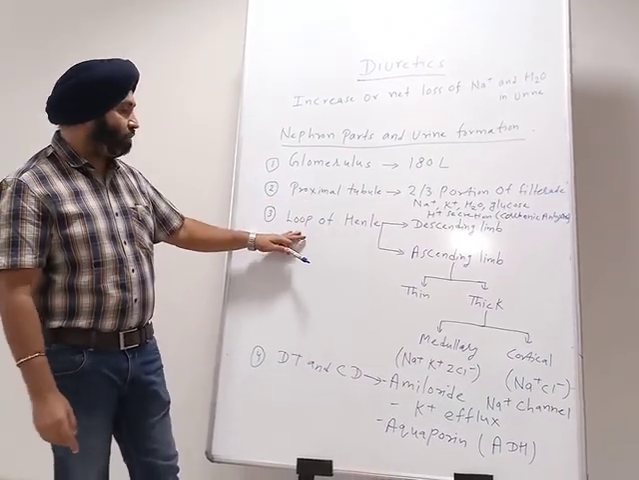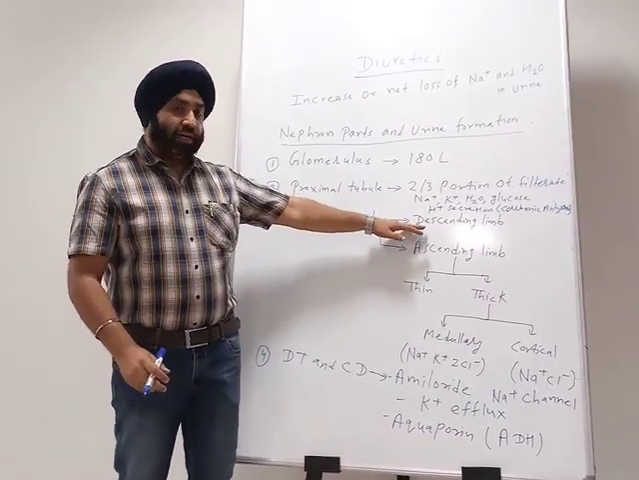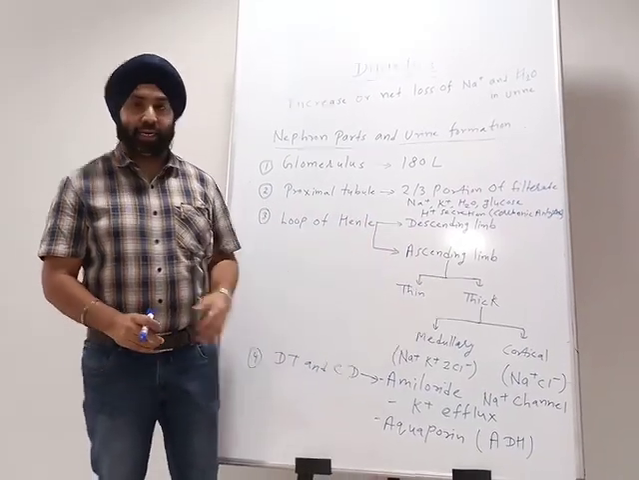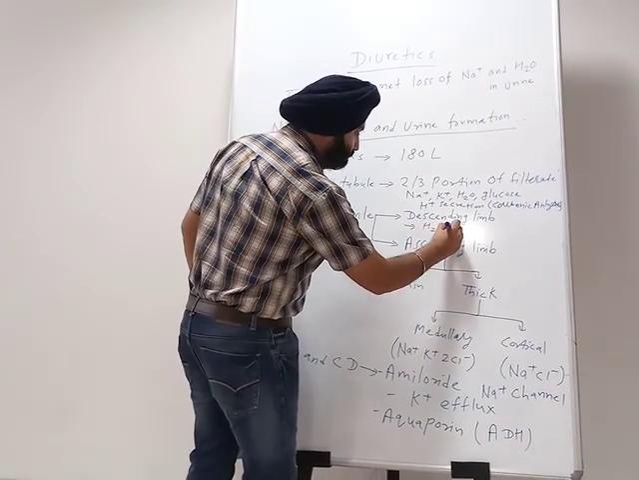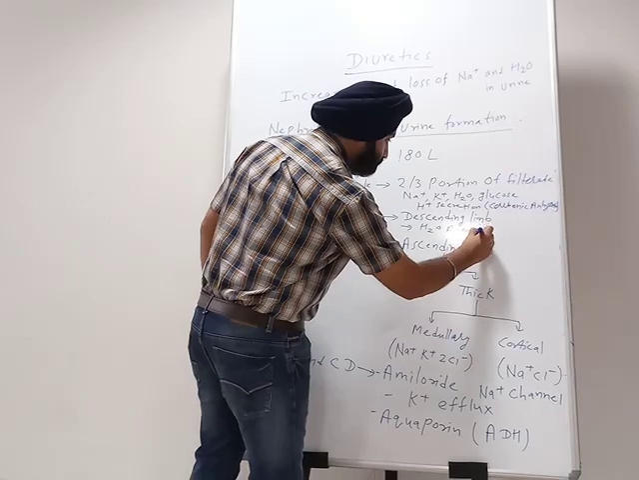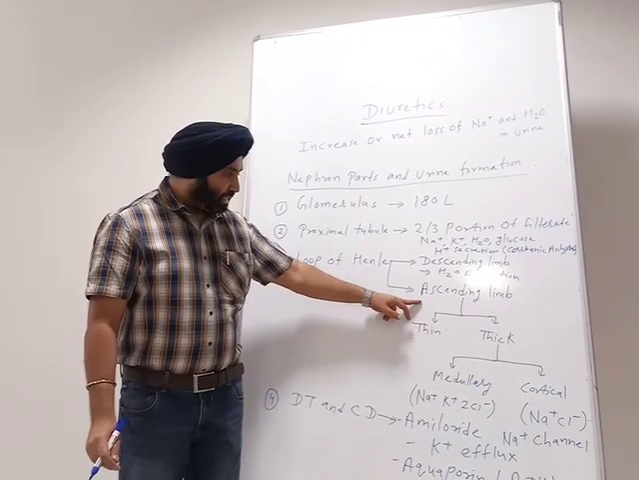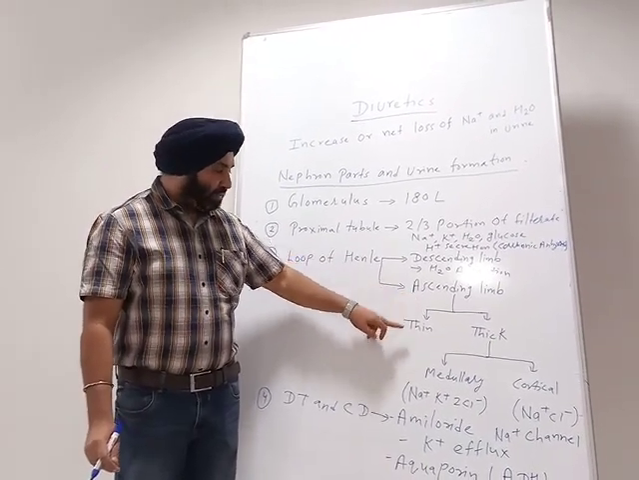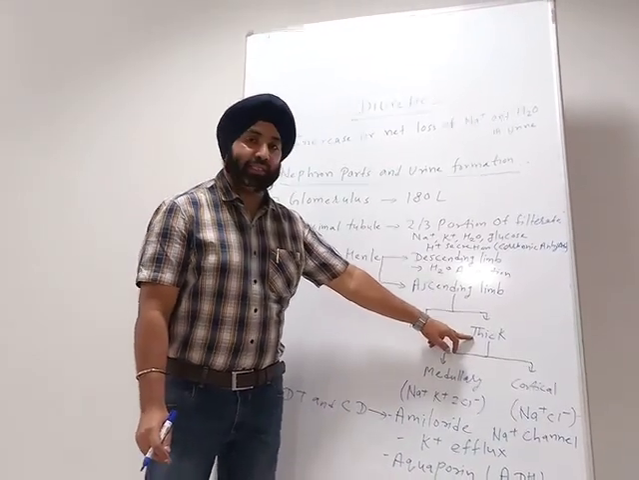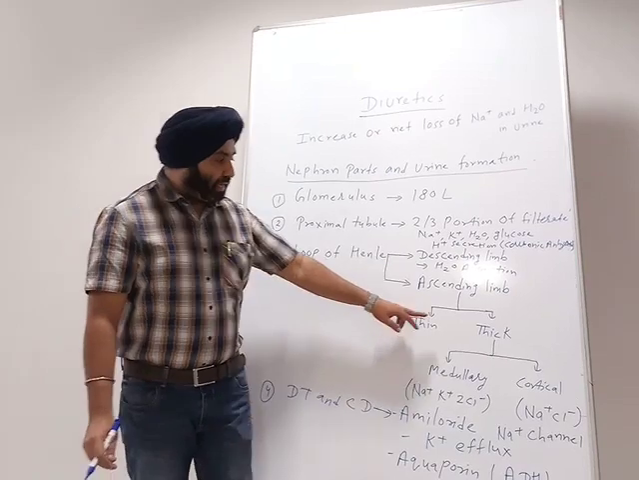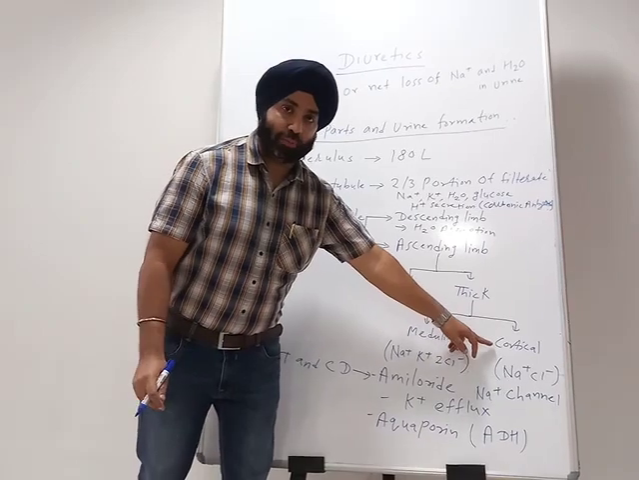The next part of the nephron is the loop of Henle. The loop of Henle is again divided in two parts, the descending limb and the ascending limb. In the descending limb, only water absorption occurs, nothing else. The ascending limb is again divided in two parts: first the thin ascending limb and then the thick ascending limb. The thick ascending limb is again divided in two parts, one is the medullary portion and one is the cortical portion.